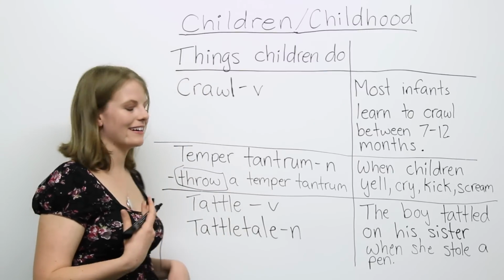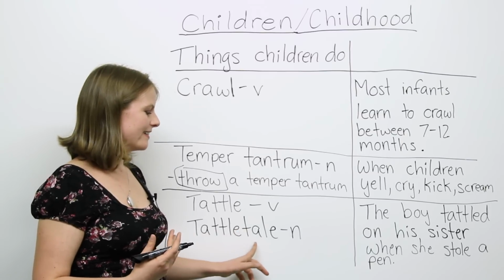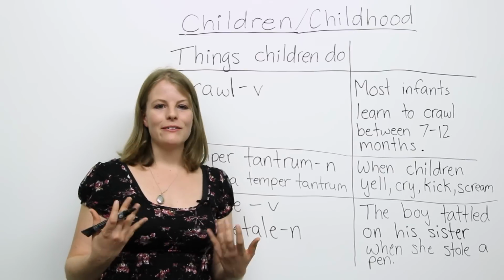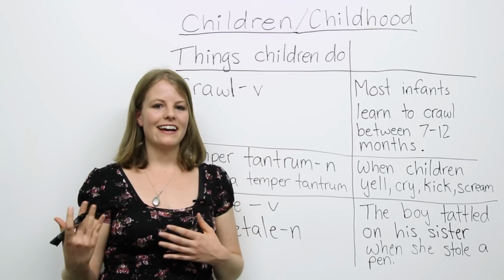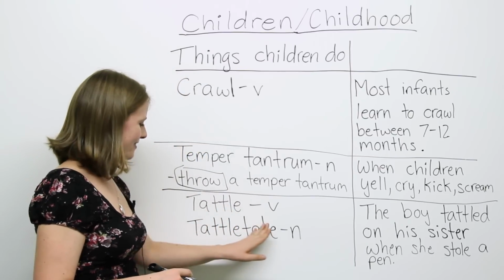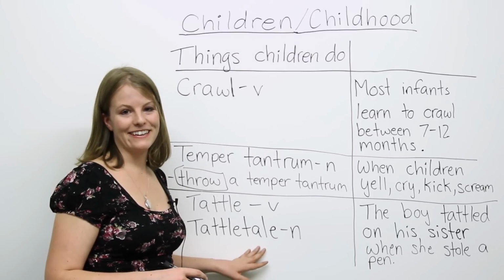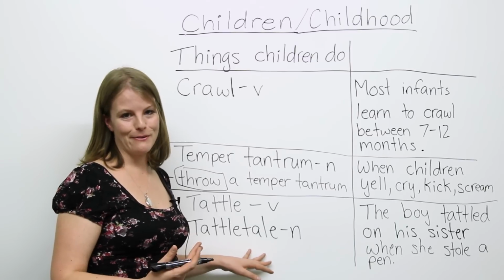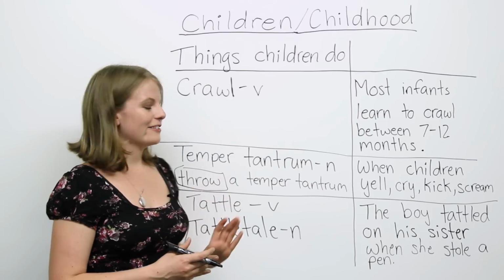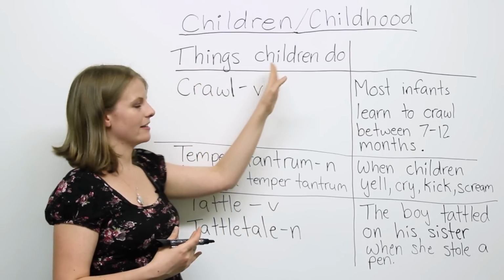Okay, and somebody who does this a lot, children call a tattletale. So a tattletale is someone who always runs to their parent saying, Mommy, this person did this, this person did that, always trying to get someone in trouble. So this is not a nice thing to be called, especially when you're a kid. I used to be called this all the time when I was a kid because I was always the one who would run to my mom and tattle on everyone. Okay, so now we are going to look at some key words, key things parents do.